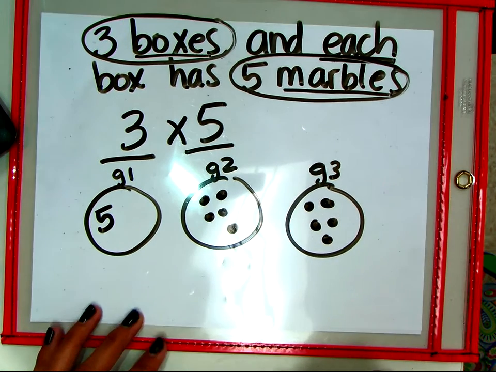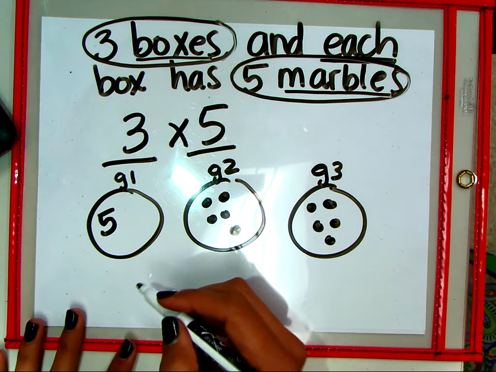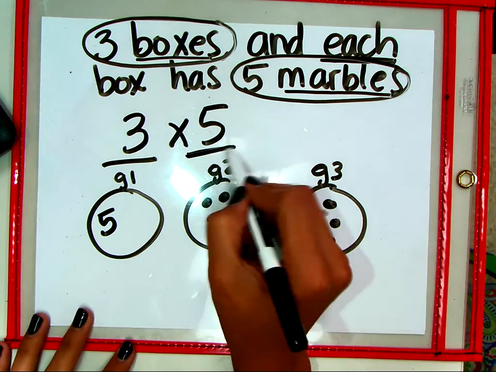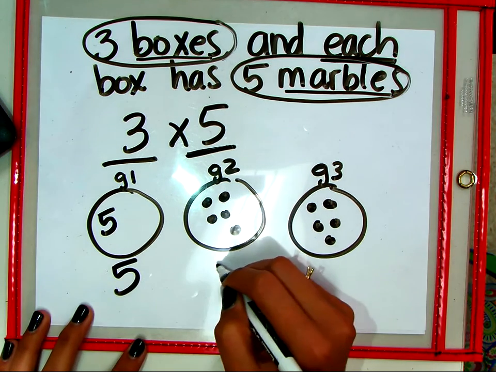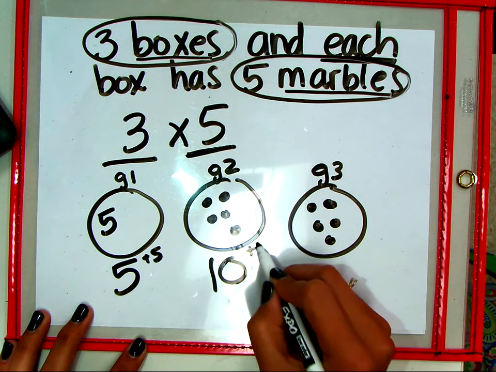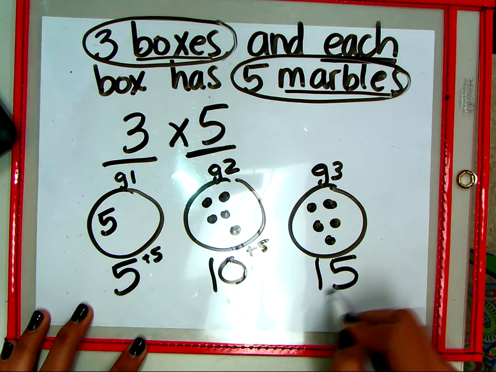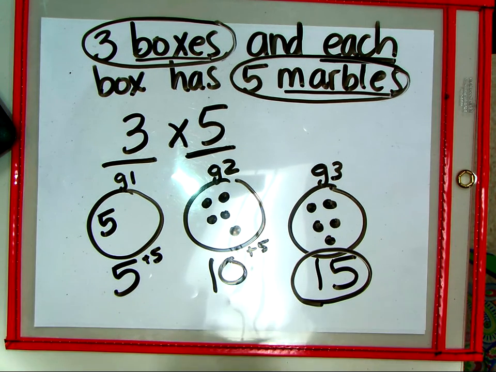Either way works. After they've drawn their picture, students need to show their skip counting. They're counting the multiples of 5 because there are 5 in each group. I have 5. 5 plus another 5 gets me to 10, plus another 5 gets me to 15, which is my product or my total.